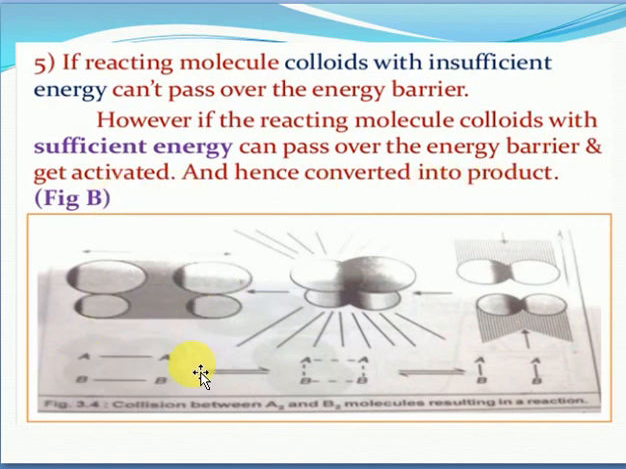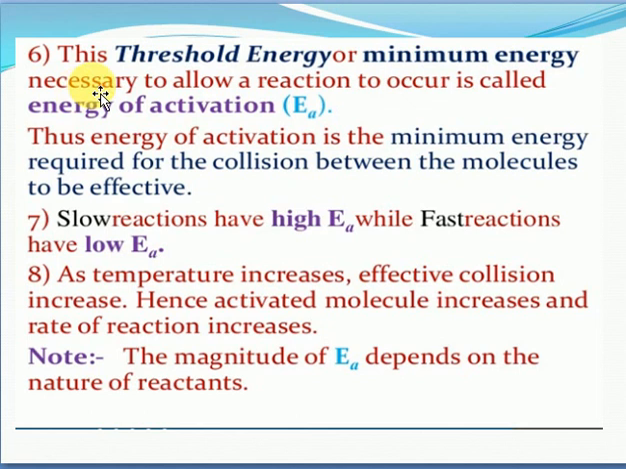Look here, the A and BB molecules are there. Both collide properly with proper orientation, the collision happens, and they give the product. Look here, this is called the intermediate state. The AB bonds become weak, the new bonds become strong. Next, the threshold energy or minimum energy necessary to allow the reaction to occur is called activation energy. Very, very important.